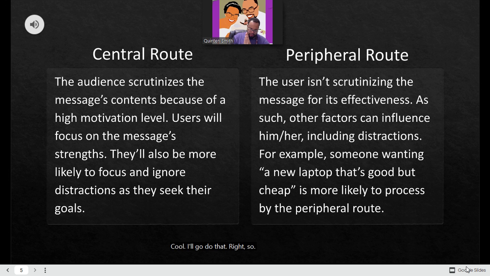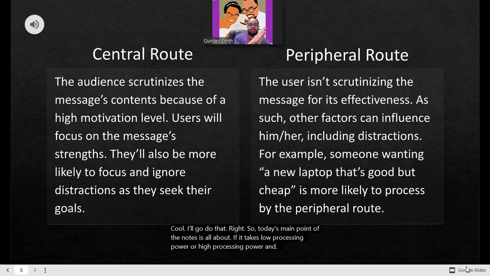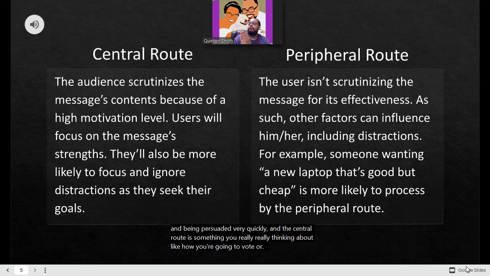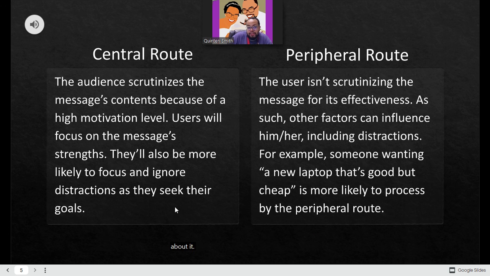So today's main point of the notes is all about whether it takes low processing power or high processing power. A low processing power, the peripheral route, is just you not really thinking about what you need and being persuaded very quickly. And the central route is something you're really, really thinking about, like how you're going to vote or what classes you're going to take next year, because those are things you're consciously trying to really think about. And that's actually it for the notes.